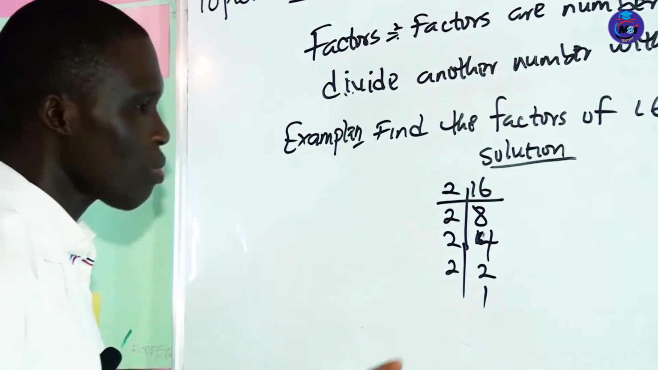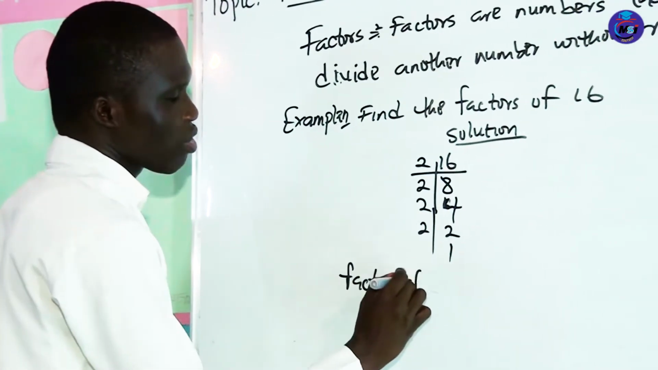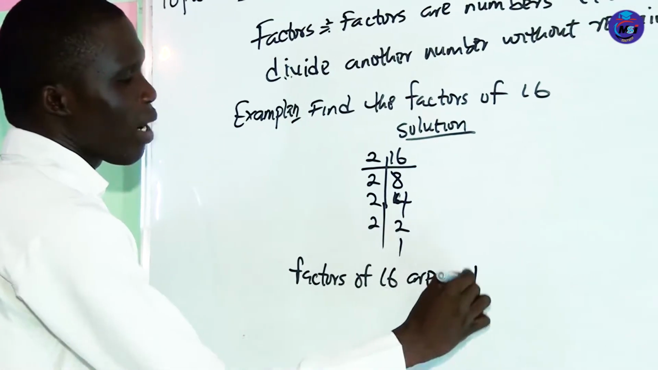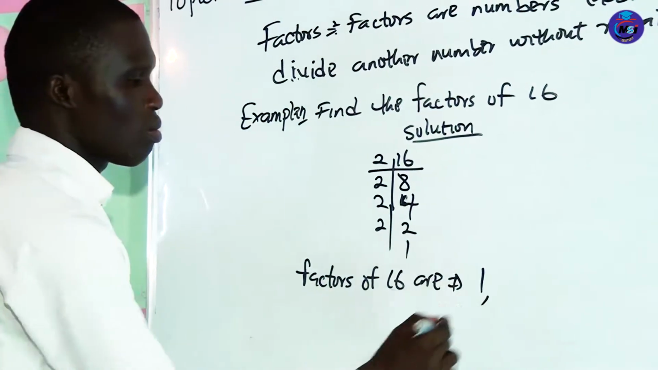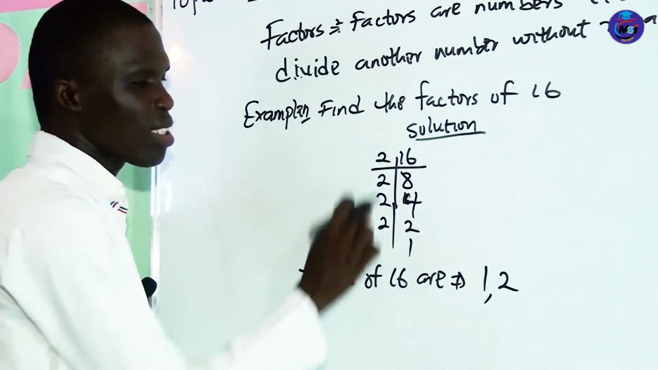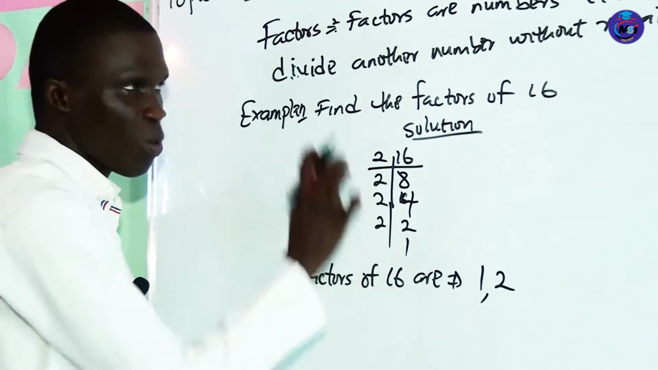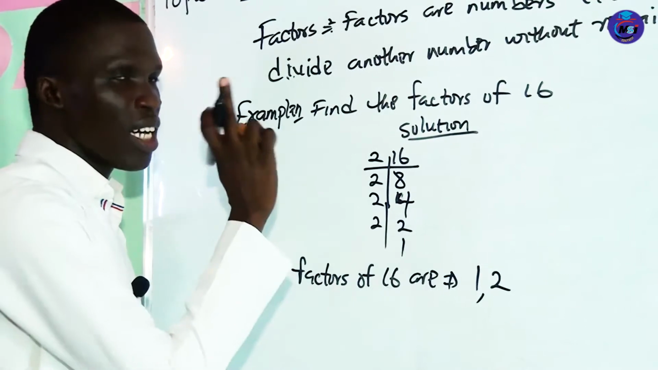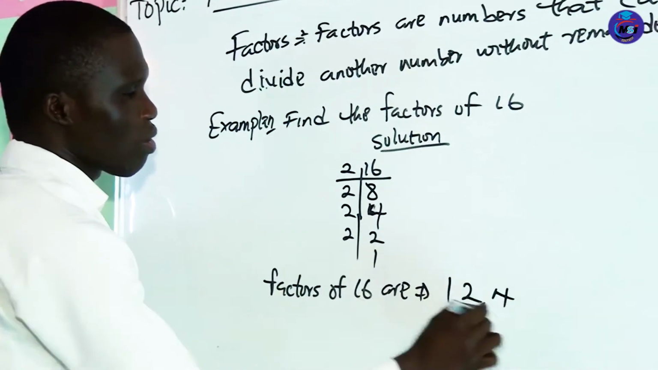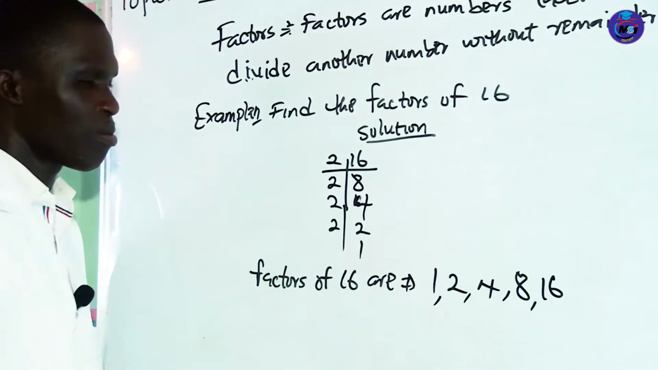Now, factors of 16 are 1, 2. You are not going to repeat these numbers, and that is what we call factors. Without repeating a number. We have 4, we have 8, and we have 16.